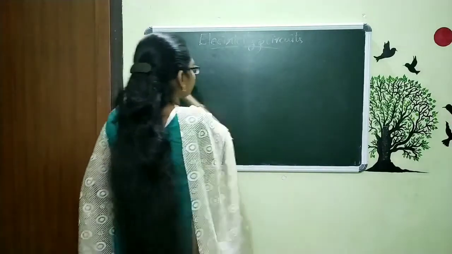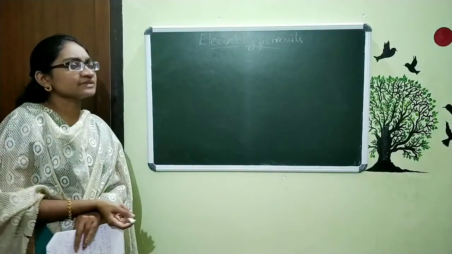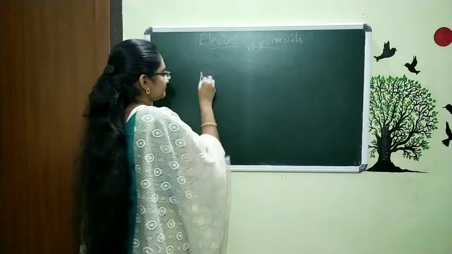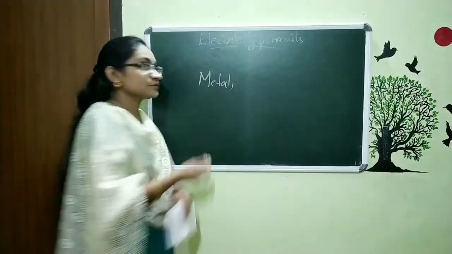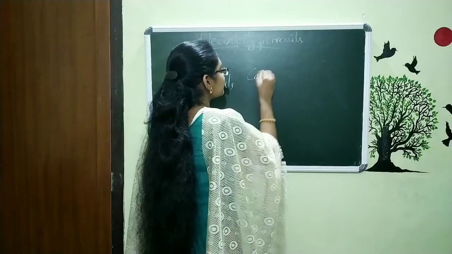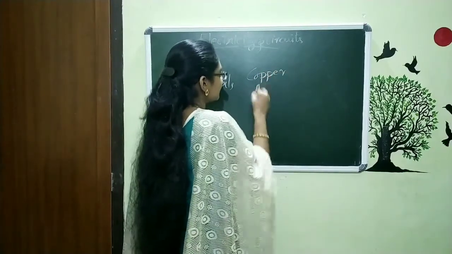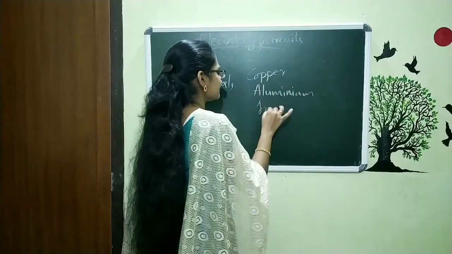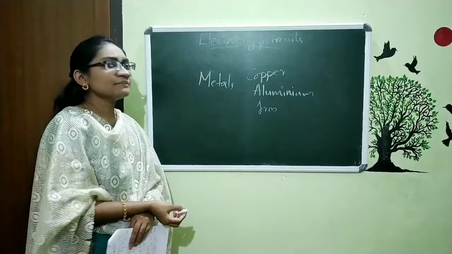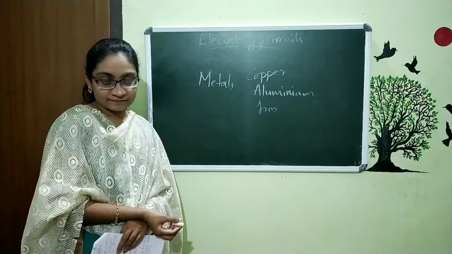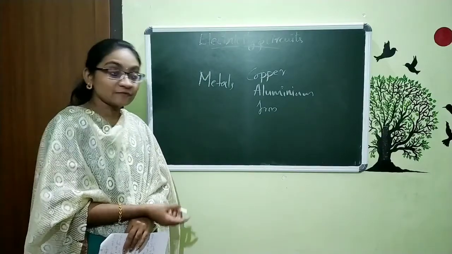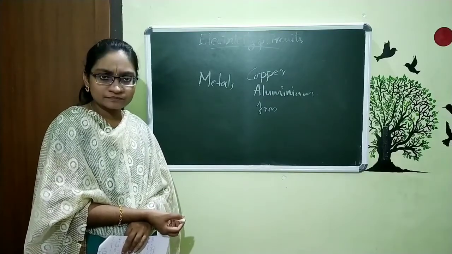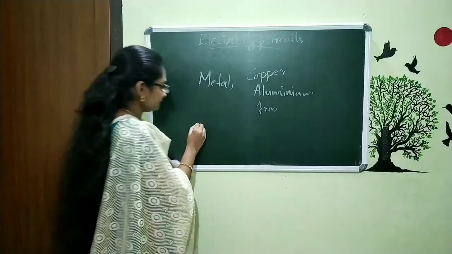Before that, I just want to ask you something. All the wires we are making are made with some sort of metals. You can see the wires using copper, aluminium, iron. We are using some metals to make wires. Instead of these metals, if we use some sort of thread and connect everything, will the bulb glow? I will make my question more clear.